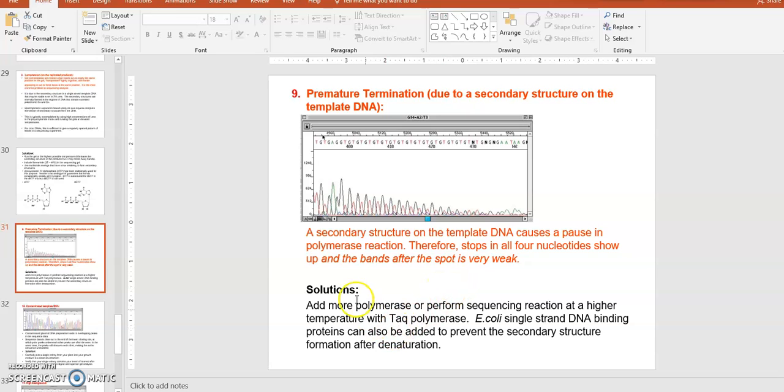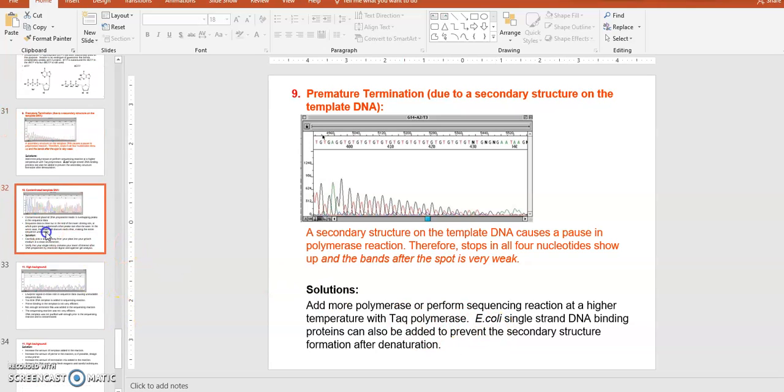The solution is to add more DNA polymerase and see if we can run through that area, or do the replication at a higher temperature with Taq polymerase. Taq polymerase is what? A heat-resistant DNA polymerase, right? It can run at 74 degrees Celsius. Yes, 74 degrees Celsius is a high enough temperature to get rid of those hydrogen bonds on your template DNA. Definitely it'll work. So use Taq polymerase and do the replication at a higher temperature, then you'll get rid of the secondary structure problem. These are possible solutions to that.